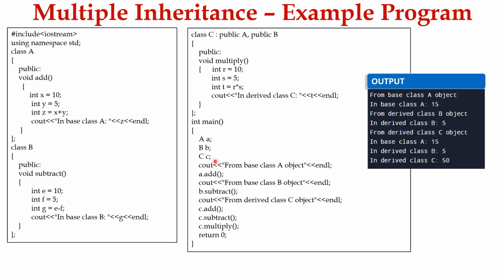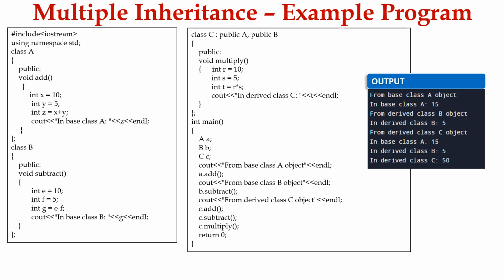Next, using the class C object small c, we can access the functions which are defined in class A, class B, and also in class C, since class C inherits the properties of class A and class B.